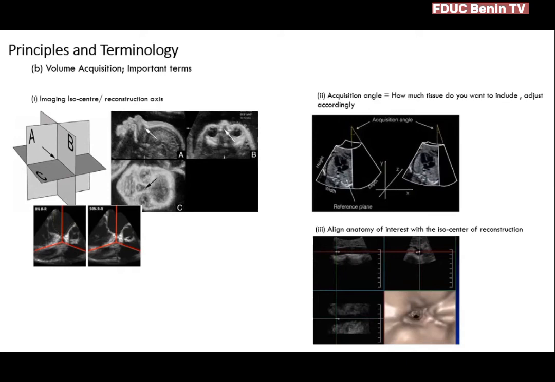So I'll introduce the concept of acquisition angle. Whenever we want to perform 3D, 4D, let's bear in mind this simple fact from this slide. One, let's adjust our acquisition angle such that it covers the anatomy of interest. Two, let's align our anatomy of interest to the isocenter of reconstruction. And that will really help us during our 3D, 4D acquisition.